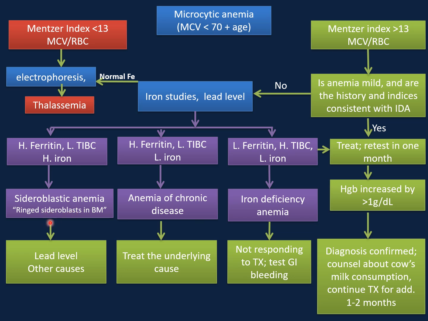And if this is positive, we'll check the lead level, and we'll also check other causes of sideroblastic anemia if the lead level is normal. If the Mentzer index is less than 13, this is suggestive of thalassemia. If the iron study is normal and the electrophoresis is normal, this is alpha thalassemia. If the iron study is normal and the electrophoresis is abnormal, showing elevation of hemoglobin A2 more than 3.5, this is beta thalassemia trait. This is how to approach a patient who presents with microcytic anemia.